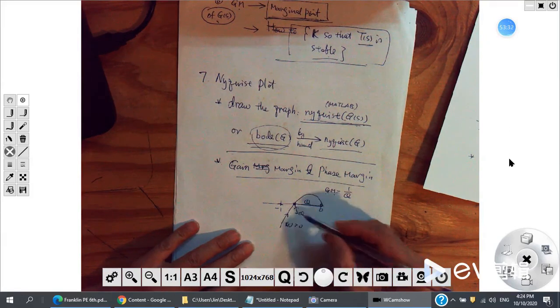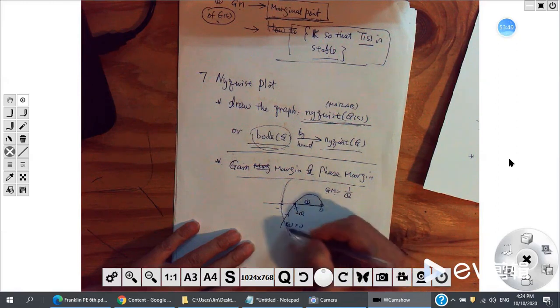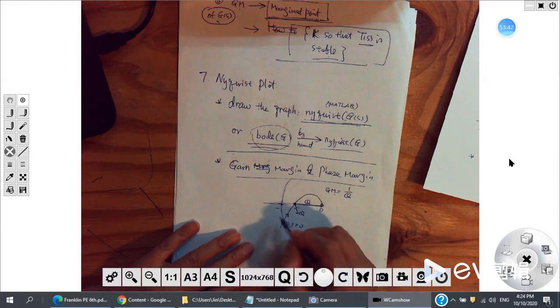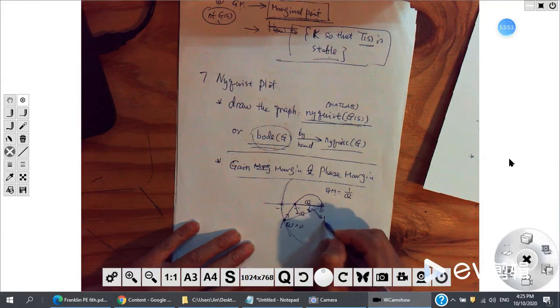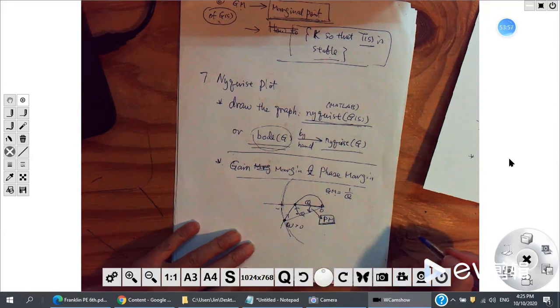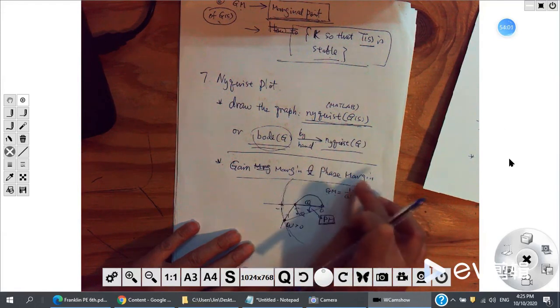And also you draw a circle, go across -1. So this is a unit circle, right? It's a circle with radius 1. Then here you have a cross point. Then this cross point, then you have an angle. This angle is just the phase margin. Right? So you can know how to get the gain margin and phase margin from Nyquist plot.